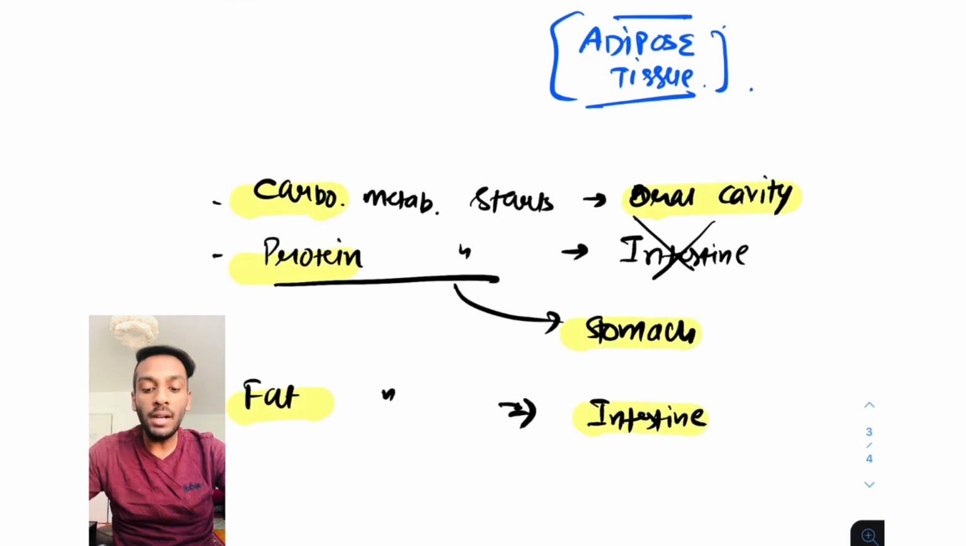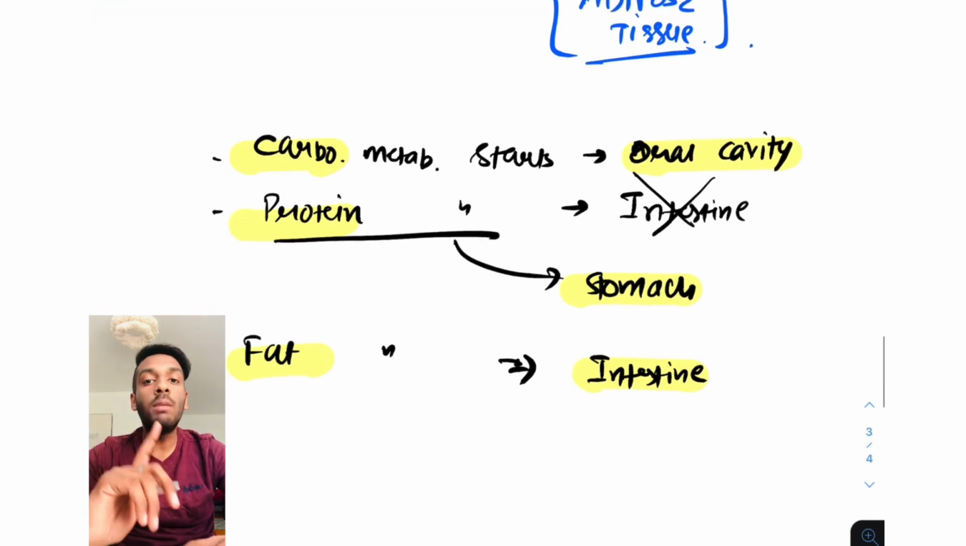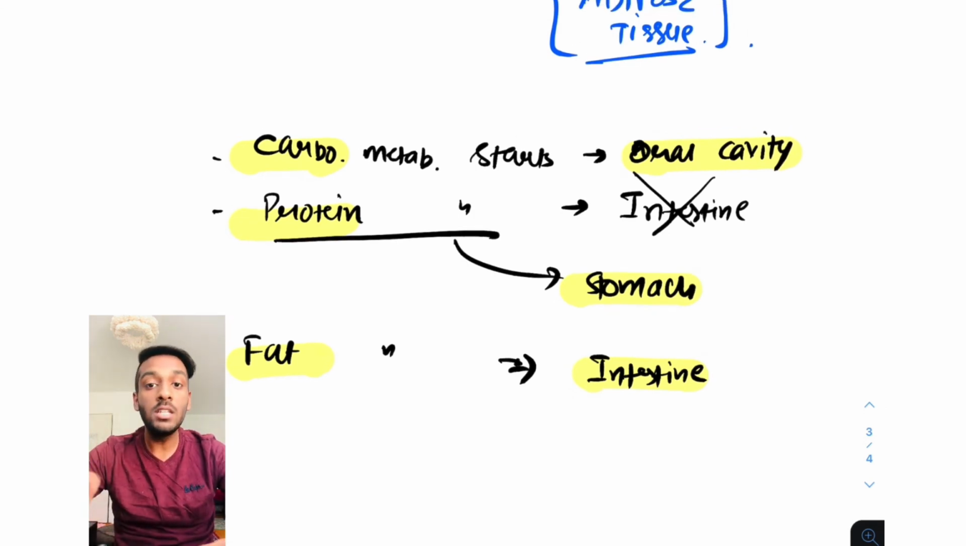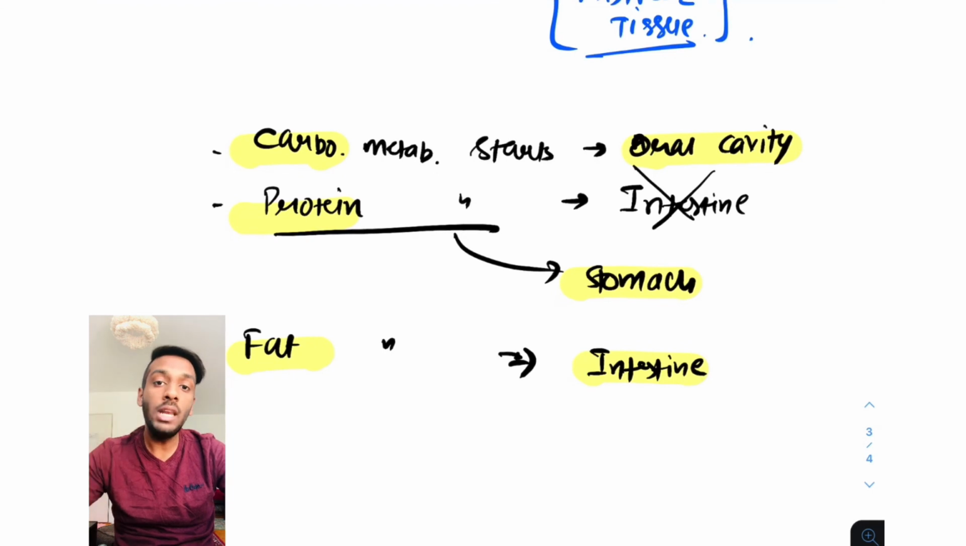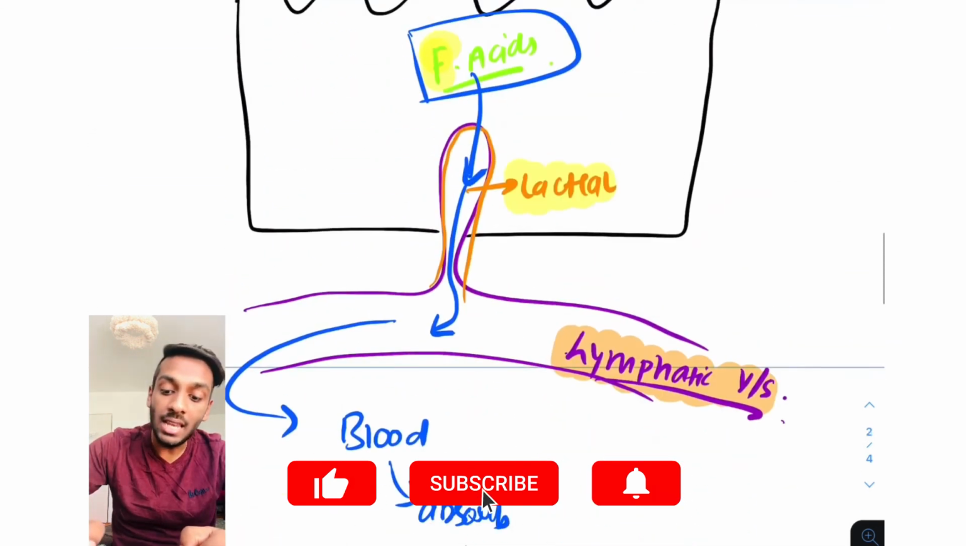Then comes the absorption part. The carbohydrate will be absorbed directly into the blood vessels, protein directly into the blood vessels, and fat ultimately, yes, into the blood vessels. But the question arises how it will reach the blood vessels? Through lymphatic vessels. And the question is not about the lymphatic vessels. The question will be asked, what is the finger-like projection of the lymphatic vessels in the enterocytes which help in the absorption of the fat? And your answer should be these lacteals.